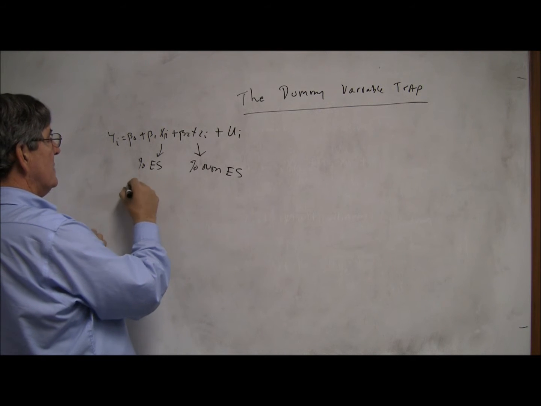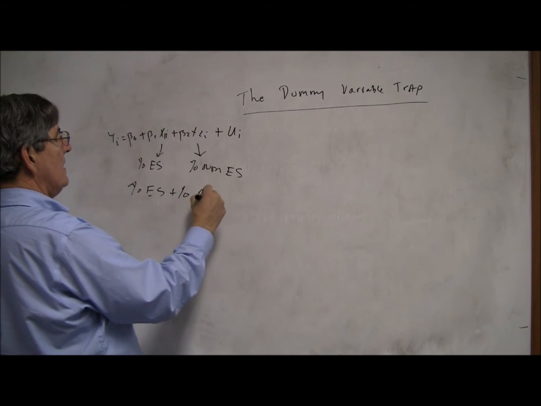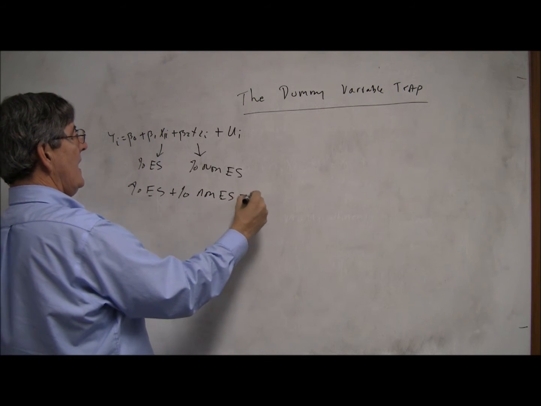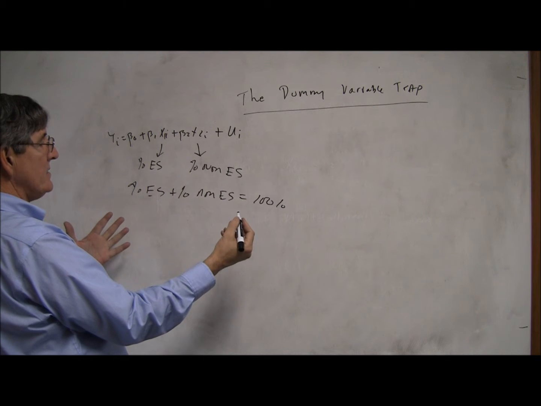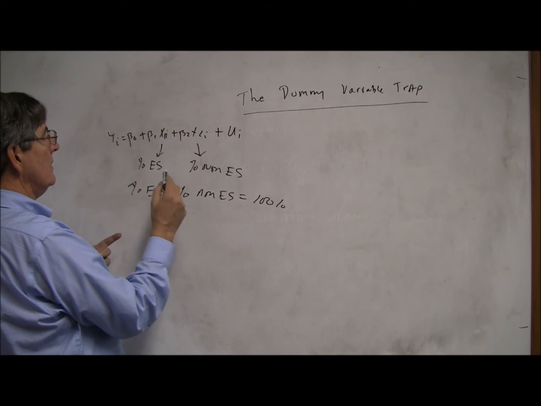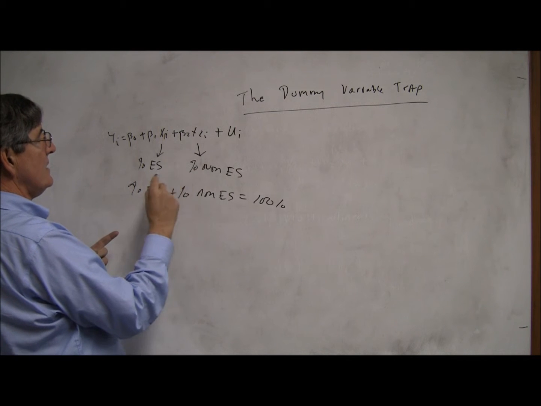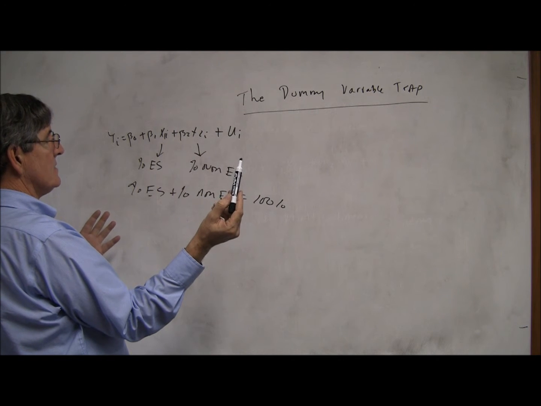Well, the percent English speaking plus the percent non-English speaking has to equal 100%. So there's an exact relationship among these variables. So if I tried to put both of these percentages into my model, the model's going to fail. I'm not going to be able to estimate my coefficients.